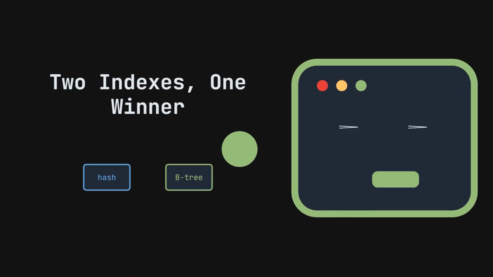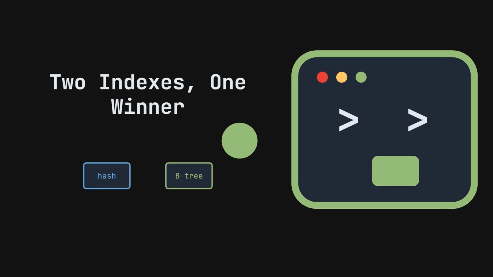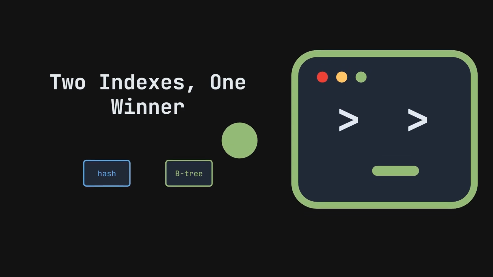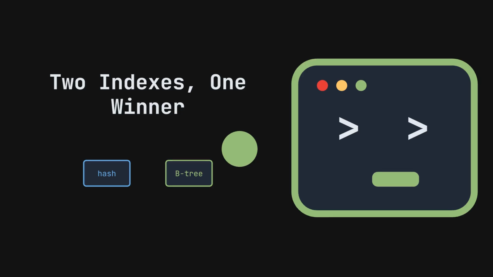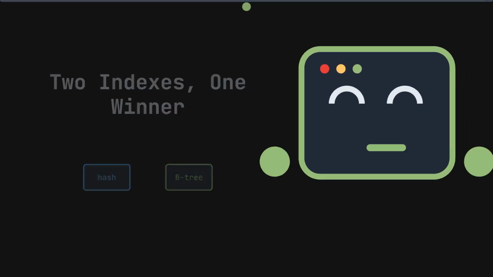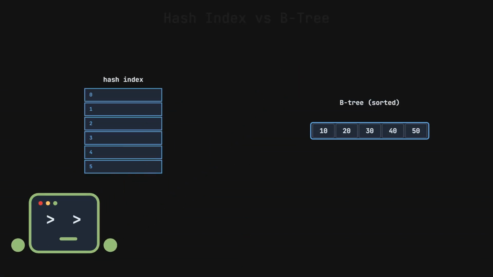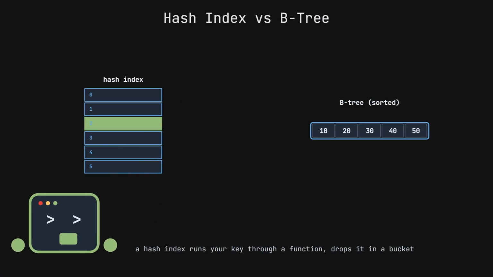Two kinds of index, both promise instant lookups. So why does almost every database default to the one that looks slower? A hash index runs your key through a hash function and drops it into a bucket. Exact match, instantly, no comparisons needed. But ask for everything between 10 and 50, and the hash index is helpless. Hashing deliberately destroys any sense of order.